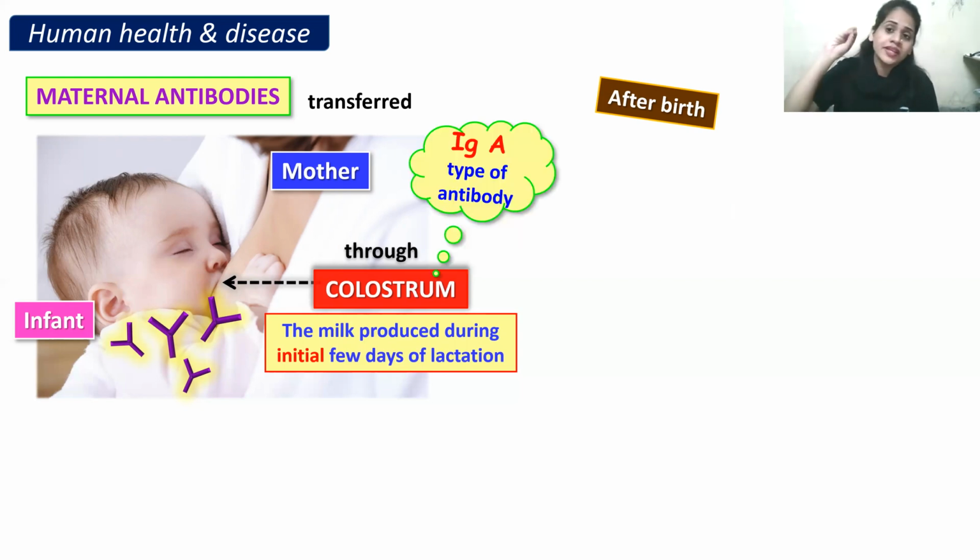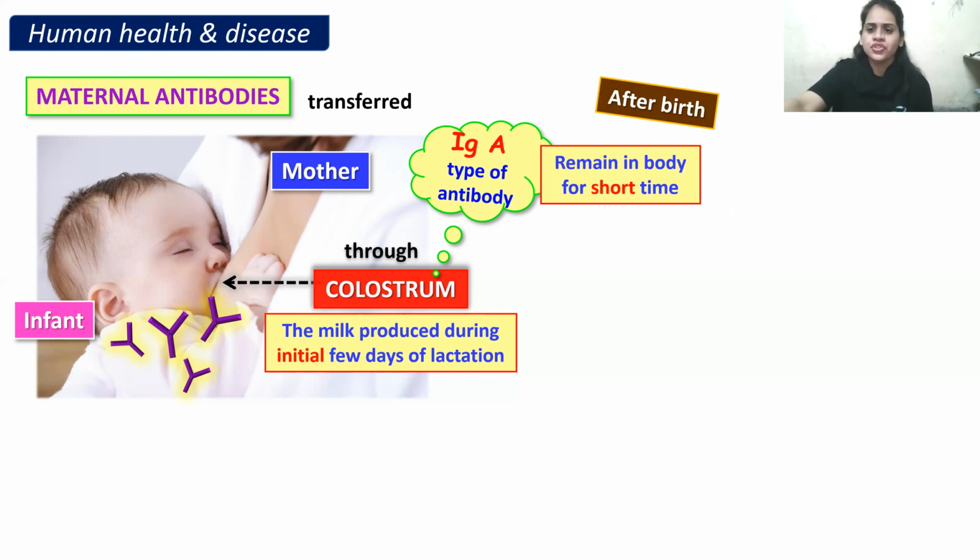Total there are 5 types of antibody, but colostrum has which type of antibodies? One of the NEET exam questions. It is IgA type of antibody which is present in colostrum. Please make a note of it. Which kind of antibody is present in colostrum? It is IgA. But it remains in the body for a short time.